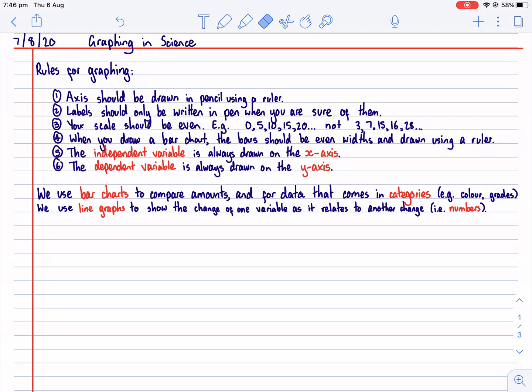Your scale should be even, so you should go up like 0, 5, 10, 15, 20. I don't want random numbers like 3, 7, 15, 16, 28, and I always like it in nice 5s and 10s or 1s and 2s. It's a bit hard going up in 3s. 4s are a bit better. I always like nice numbers, like nice ones that you know the times tables of, to be honest.